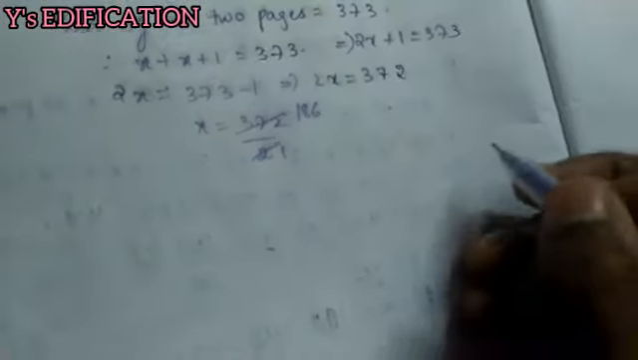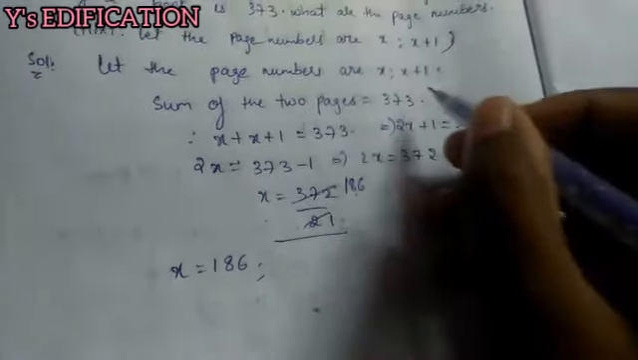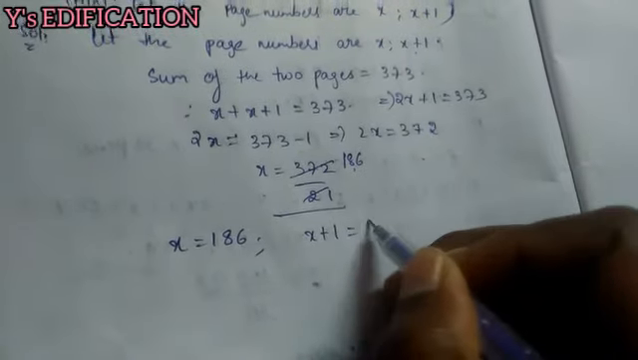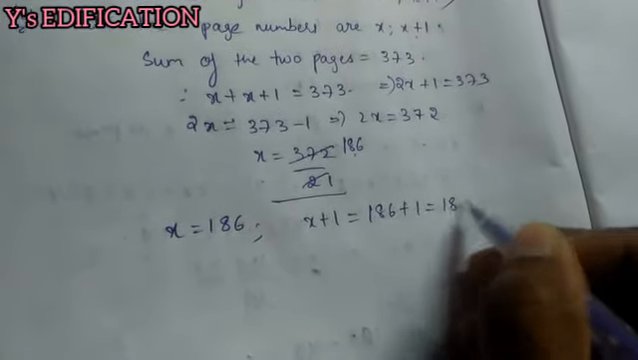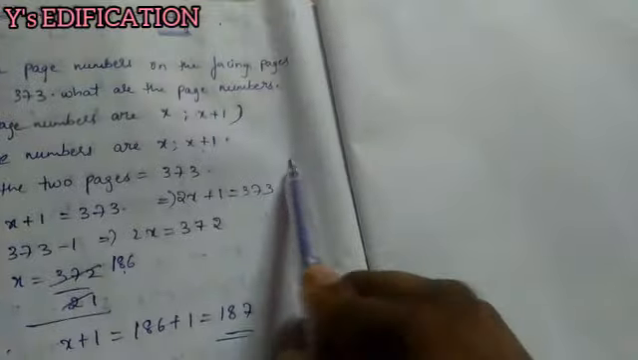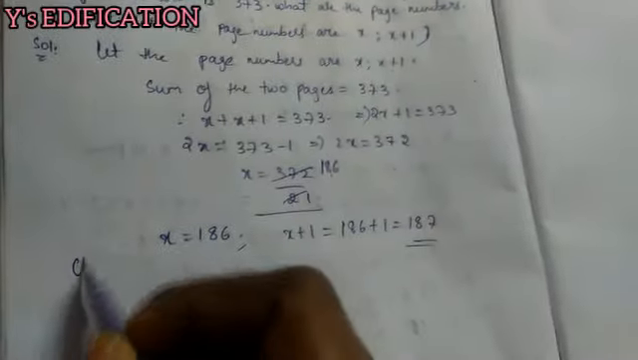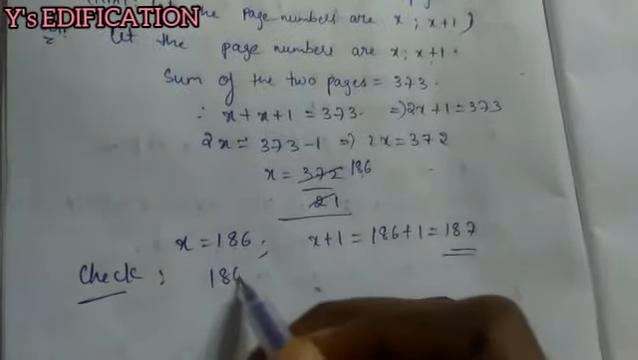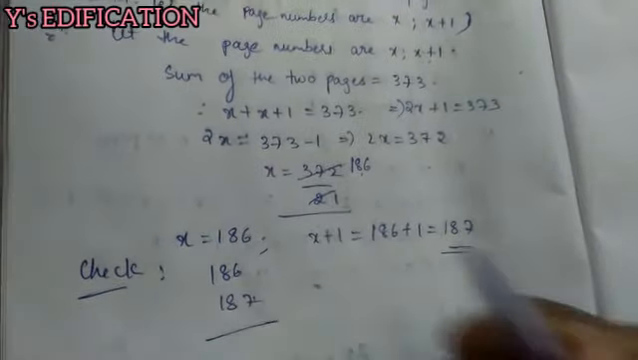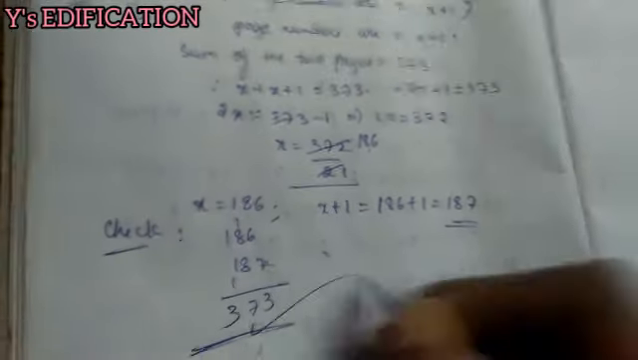2 into 1, 2 into 8 is 16, 2 6s are 12, 186. So the first number is 186. What is the second number? X plus 1. That means 186 plus 1, 187. So when we open a book like this and the page number is 186, automatically what will be the next page number? 187. So when we add these two numbers, we will get 373. Do that check. 186 plus 187. 6 plus 7, 13, 8 and 8, 16, 17, 373. So the answer is correct.